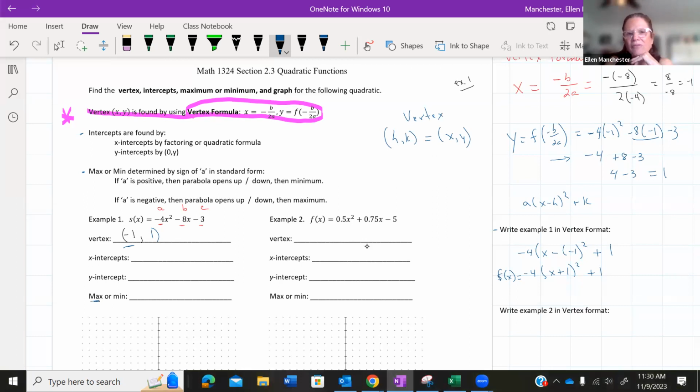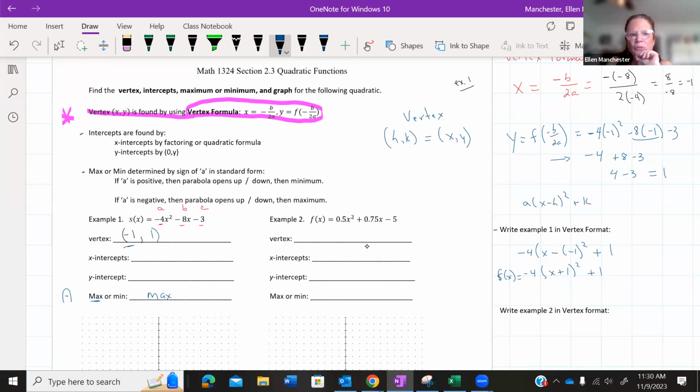I have a -a. What that means is my parabola is going to look like that because it's negative. It's a sad parabola. So is it a maximum or a minimum? Max. Good. It's a maximum. So I can answer that question super quickly just by looking at that very first term.